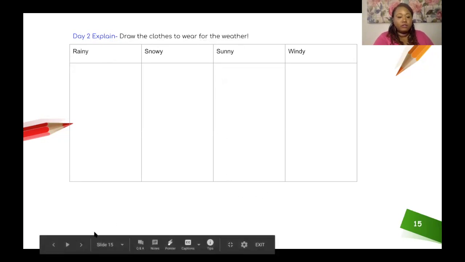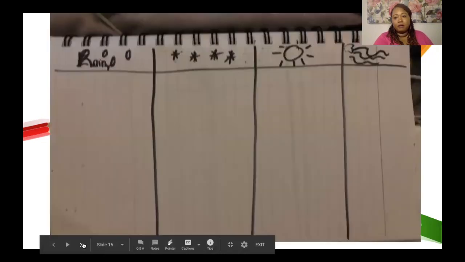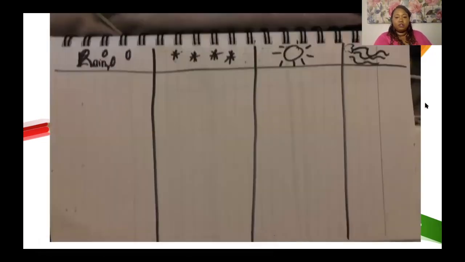And of course, if you do not have the workbook, you can use paper. And Miss King drew the picture, and you can take time right now and pause the video and draw some of the symbols that Miss King used. I used some raindrops for rain. I made some little stars for snow. I made a sun, and then I did some little loops for wind. Okay, you can pause the video to copy this chart.